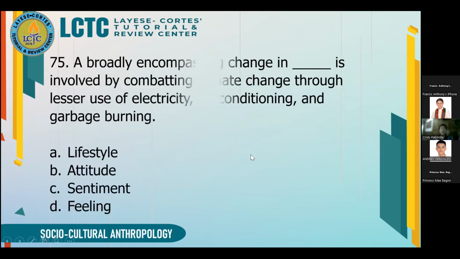Okay, 75. A broadly encompassing change in blank is involved by combating climate change through lesser use of electricity, air conditioning, and garbage burning. So what do you call that one? Is it lifestyle, attitude, sentiment, or feeling?